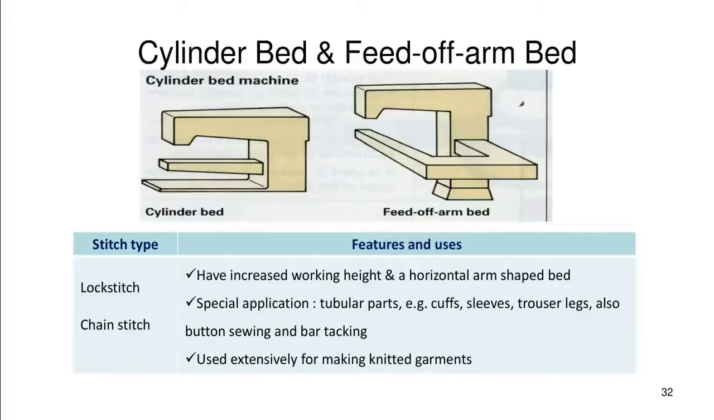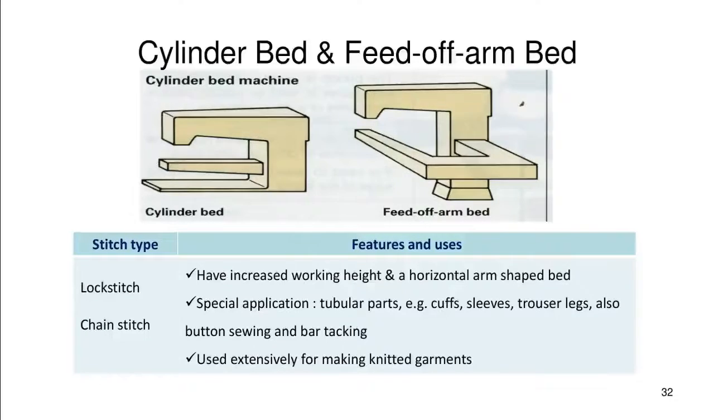So lock stitch and chain stitch can be done, with increased working height and a horizontal arm-shaped bed. Special application is tubular parts, for example cuffs, sleeves, trouser legs, also button sewing and bar tacking. And it's used extensively for knitted garments. So if you want to make denim trouser legs or formal trouser legs, etc., and you want to do operations on these tubes, then this machine comes in handy.